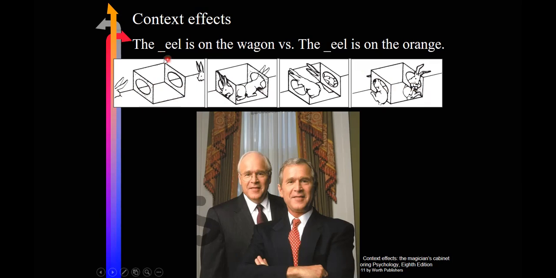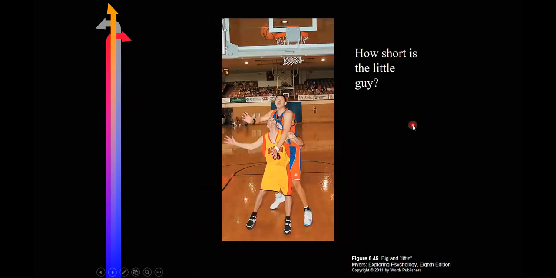Or how about this one, where there's a missing sound in a sentence, like somebody's speaking and you miss part of a word. If what you hear is "the eel is on the wagon," you probably figure out that the person said "the wheel is on the wagon." If the sentence had been "the eel is on the orange," that word you didn't hear is probably going to be what? Peel. You figure that out based on the context, and you'll perceive it to be peel instead of wheel.